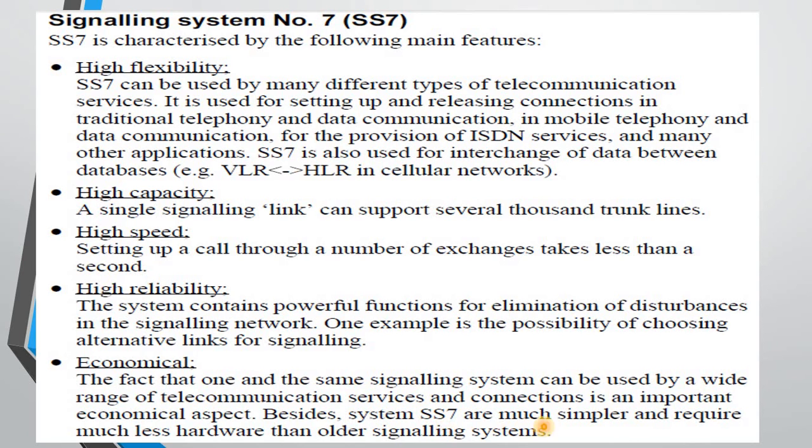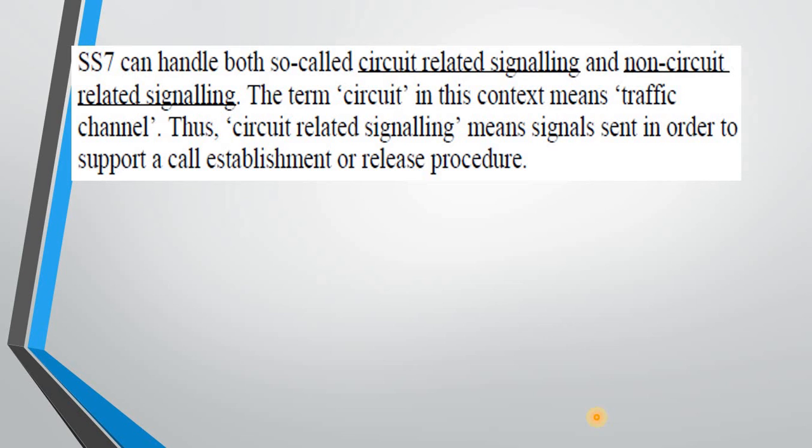Besides, SS7 systems are much simpler and require much less hardware than the old signaling systems. So we can say that SS7 can handle both circuit related signaling and non-circuit related signaling. As we discussed earlier in the lecture, our requirement is not just limited to circuits or access signaling. There can be several scenarios across telecommunication networks or requirements of the application where we do not have to deal with the circuits. We have to deal among the databases. We have to deal with the intelligent network logic.